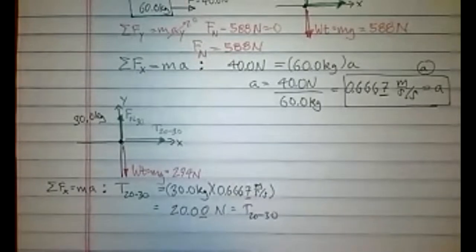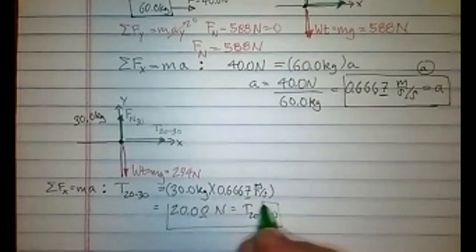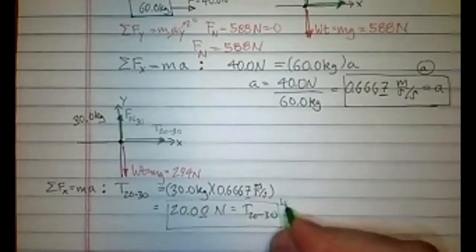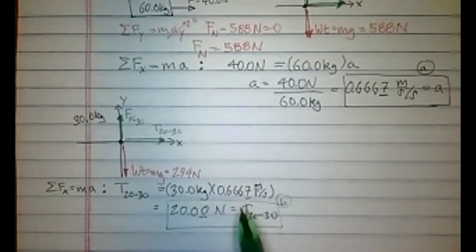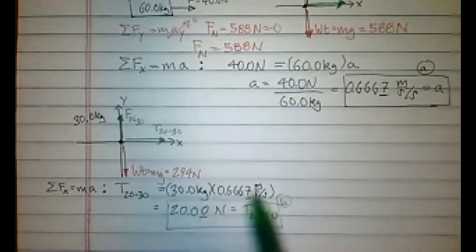Okay. Notice physically, that's exactly what we expect. We expect the tension, since that's the only force really trying to pull this box, to be exactly the force needed to accelerate a 30 kilogram object at 0.6667 meters per second squared. And that's exactly what we got, 30 kilograms times 0.6667.